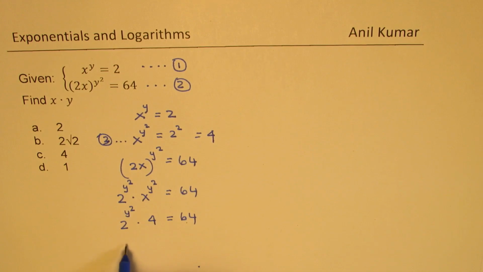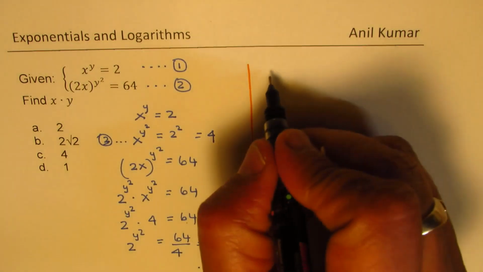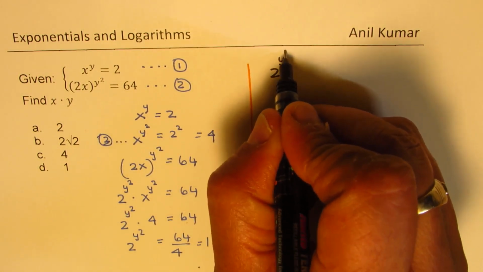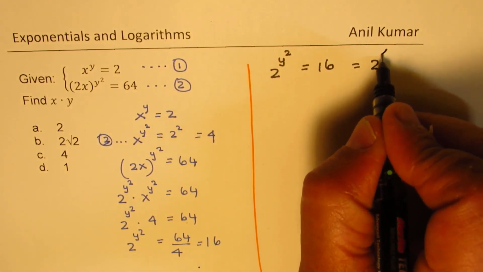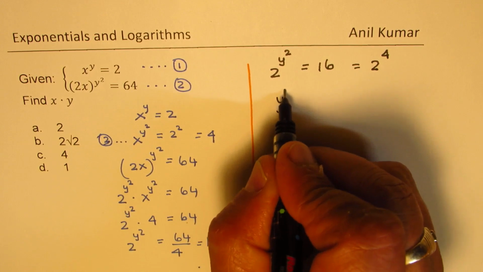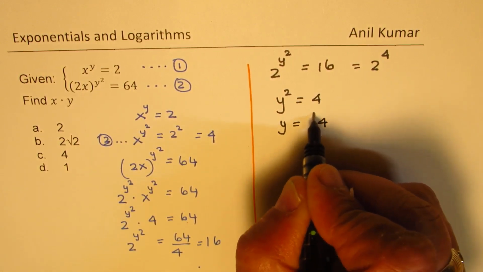So we could write this as 2 to the power of y squared equals 64 over 4, which is 16, right? Now, that gives us the value of y, correct? So taking it to the right side, let me rewrite the equation. 2 to the power of y squared is equal to 16, which is 2 to the power of 4. So that means y squared is equal to 4, or y equals square root of 4, which is equal to 2.